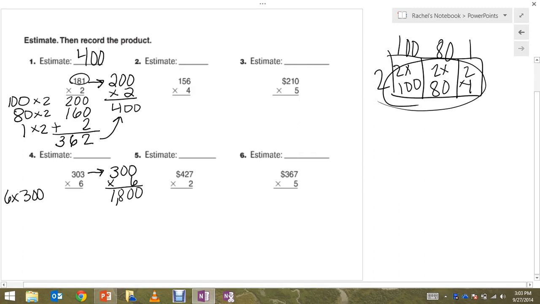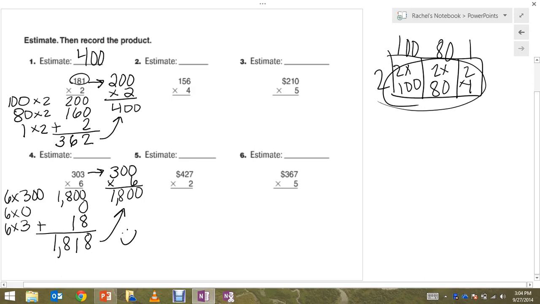300 is 1,800. 6 times 0 tens is 0. And 6 times 3 ones is 18. So when we line up our partial products, we find that the final product is 1,818, which is very close to our estimate.